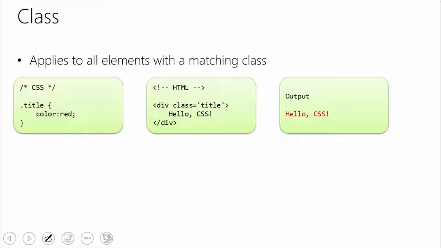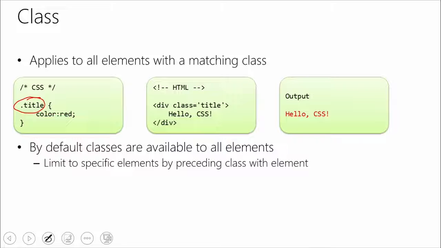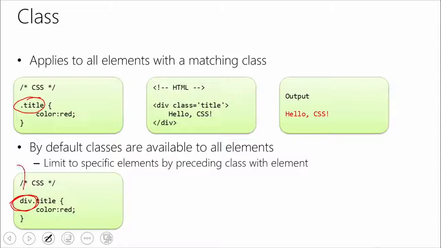Now, the problem with doing something like this is that it might be still a little bit too vague. Maybe I'm going to be using title in a couple of other places. Well, fortunately, I can say I only want a class to work on a particular tag type. And the way that we do that is just by putting in that little tag name right at the very beginning. So now you're going to notice that I've got div.title. So that's only going to apply to div tags.